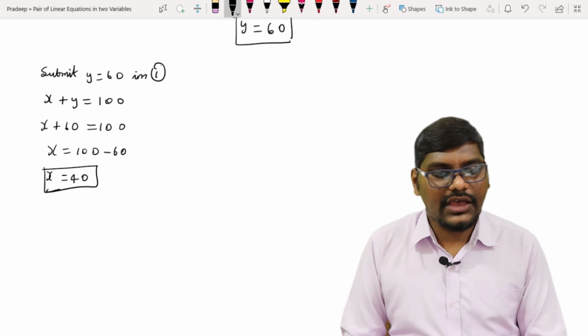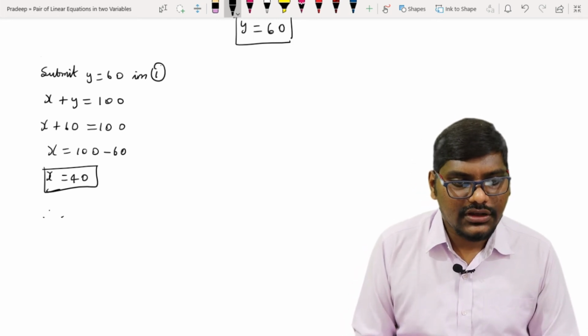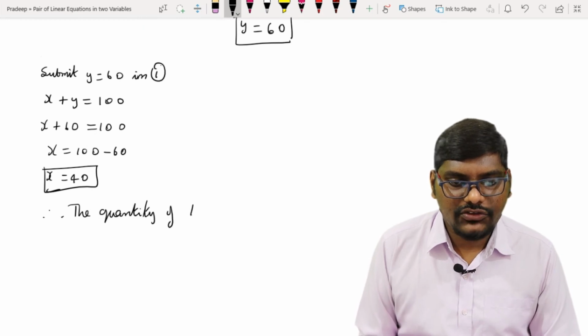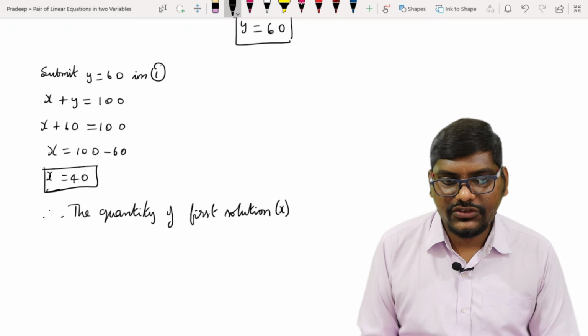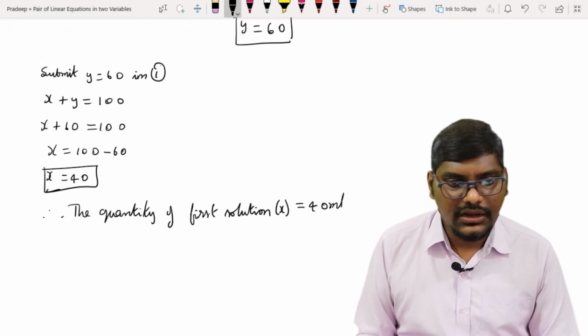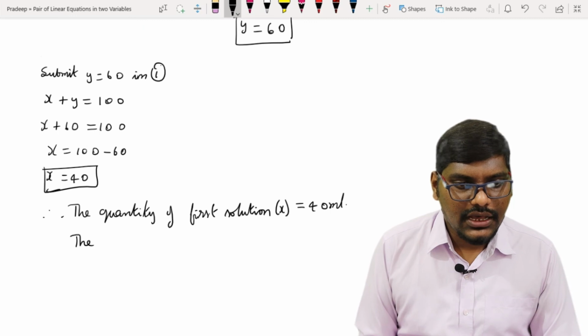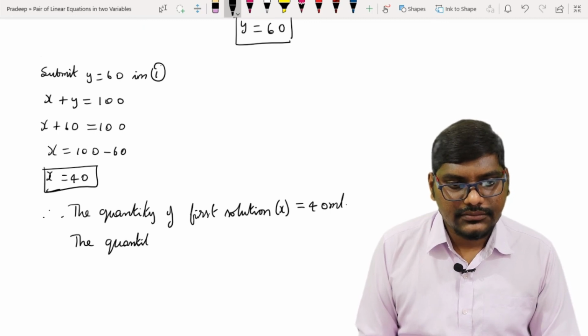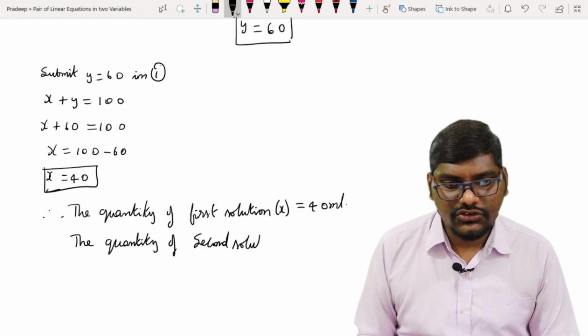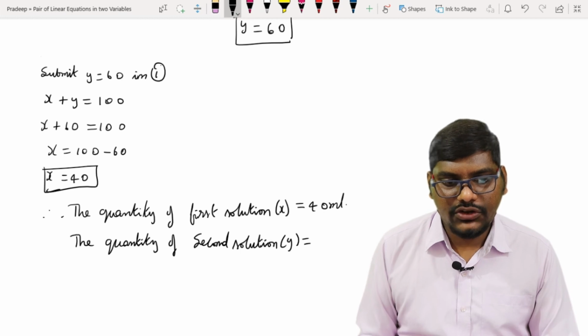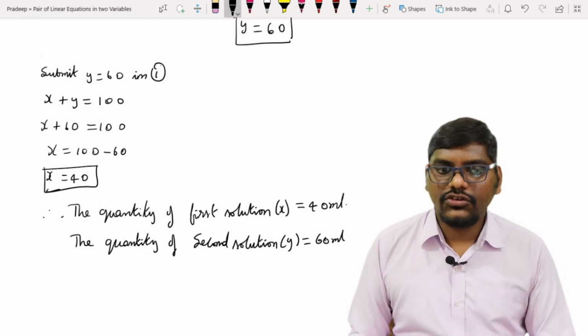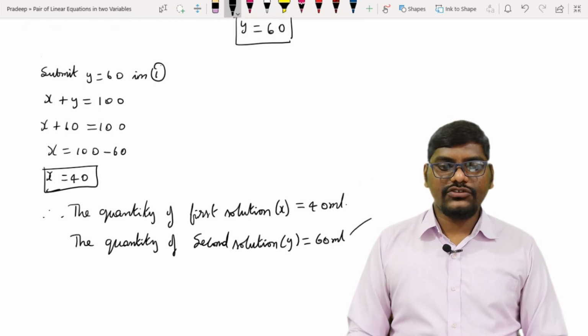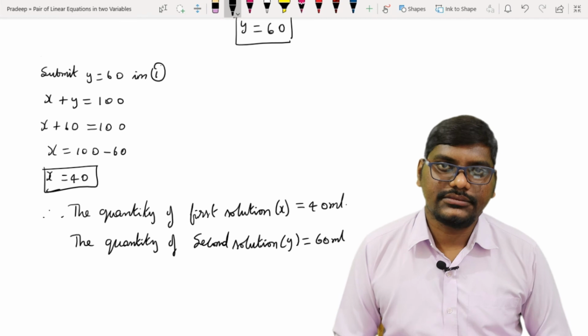So we'll write this as a conclusion. Therefore the quantity of the first solution is how much? First solution we also took it as x, so the first solution, that is x, is equal to 40 ml. Whereas what is the second solution? I can write the quantity of the second solution. The second solution we took as y, so y equal to, we can write, 60 ml. So first solution we got 40 ml, second solution we got 60 ml as the answer.